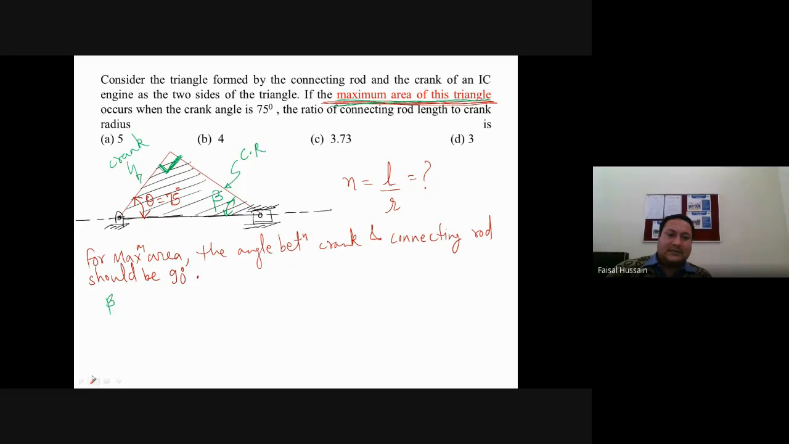So, for maximum area, the angle between the crank and connecting rod should be 90 degree, as I have told you. So how can we find beta? Beta will be 90 degree minus 75, which is equal to 15 degree. Also, if beta is known to us, the relation is L sine theta equal to R sine phi. Through this relation, we can find L by R. So L by R will be approximately 3.73. So this is the answer.